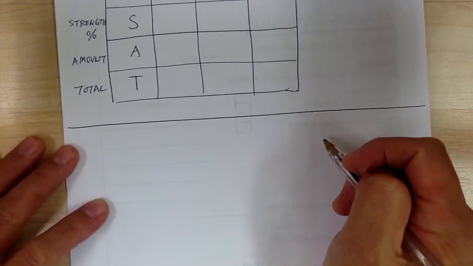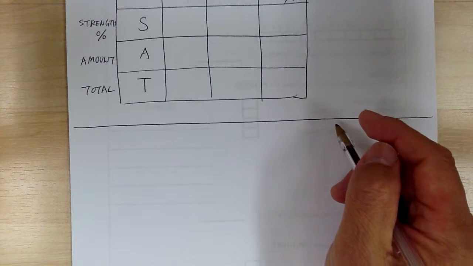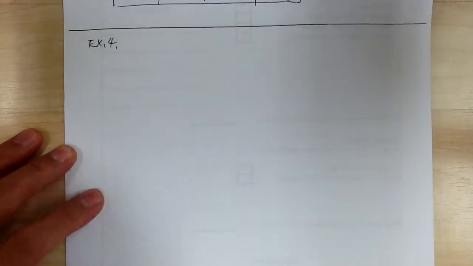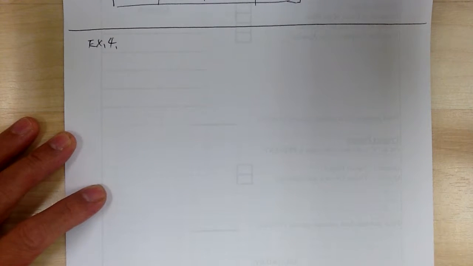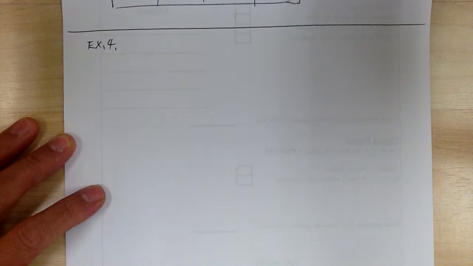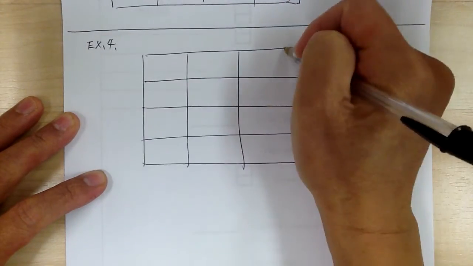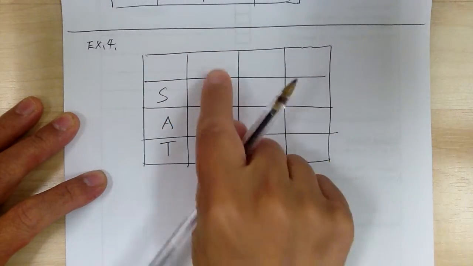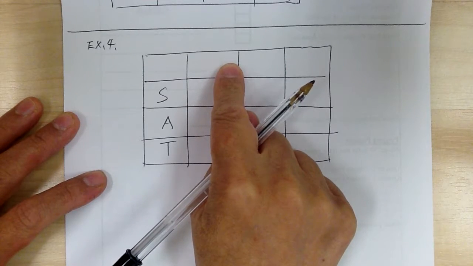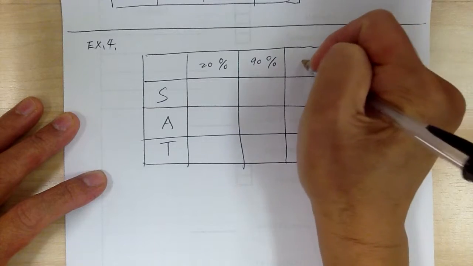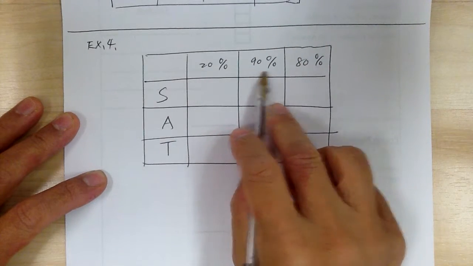So let's go over an example. Let's go to example 4. Let's read through the problem. It says, how many liters of a 20% alcohol solution must be added to 3 liters of a 90% alcohol solution to make an 80% solution? When you read through, you should recognize that this is a mixture problem of liquids, right? Solution is liquid, so go ahead and make a table with an SAT. Now you have to write down what you are mixing: you're mixing the 20% with the 90% to get 80%.